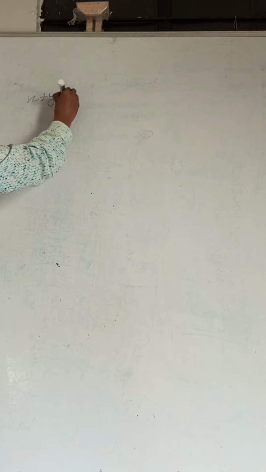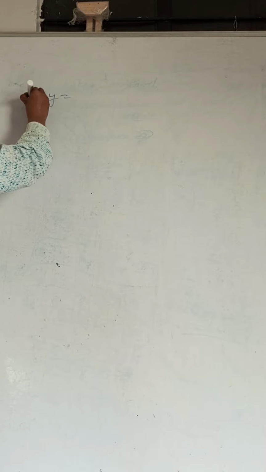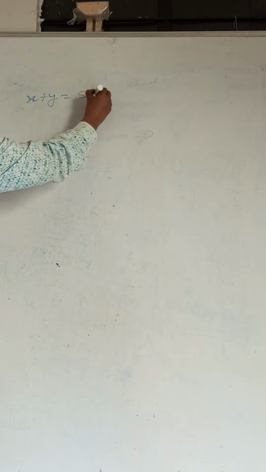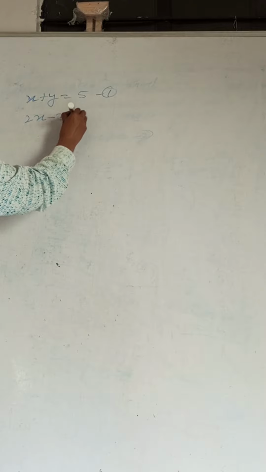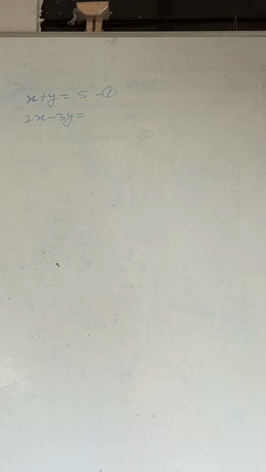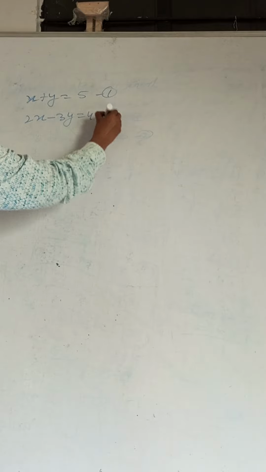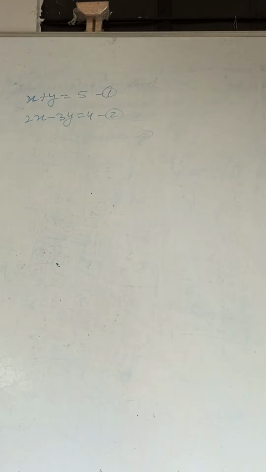x plus y is equal to 5, equation number 1, and another equation is given that 2x minus 3y is equal to 4. It is equation number 2. Now first of all, we have to see which variable we are going to choose. We can choose the x also, we can choose the y also.